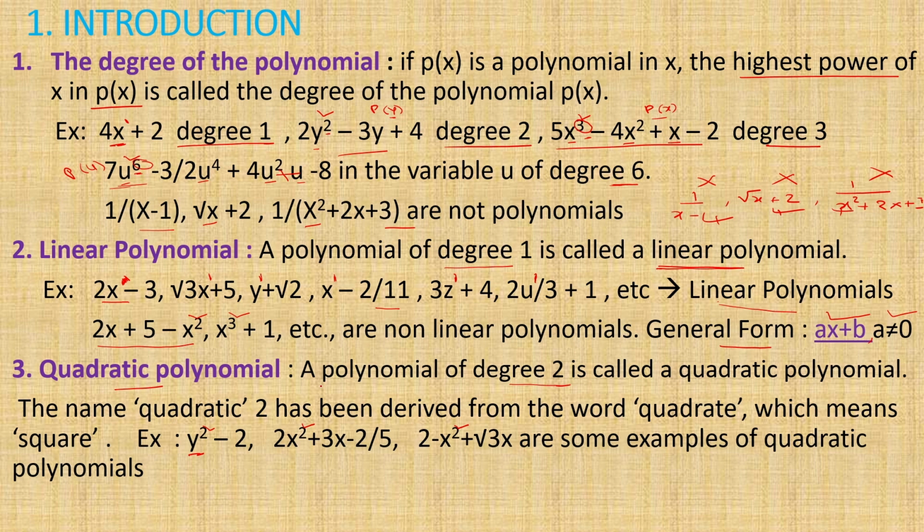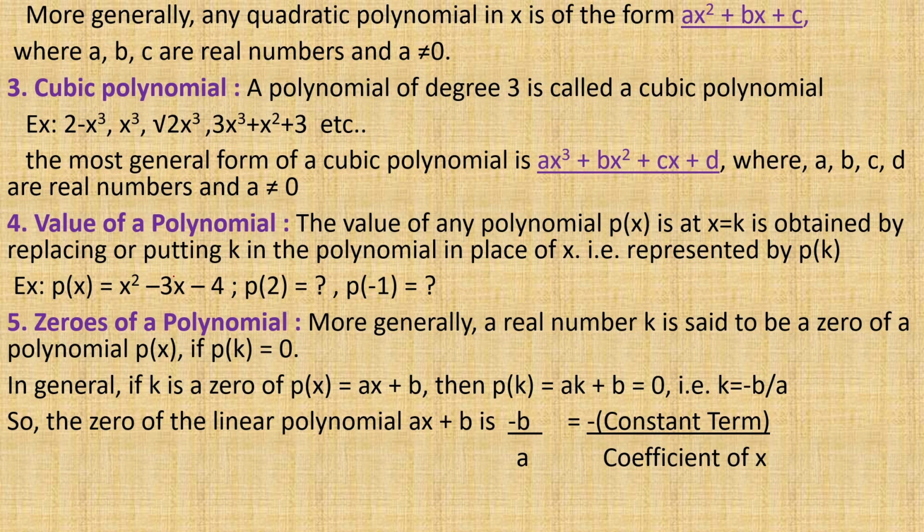So what is the general form of a quadratic polynomial? More generally, any quadratic polynomial in x is of the form ax square plus bx plus c, where a is not equal to 0. Always remember this. Here a, b, c are real numbers and a is not equal to 0. This is the general form of a quadratic polynomial.